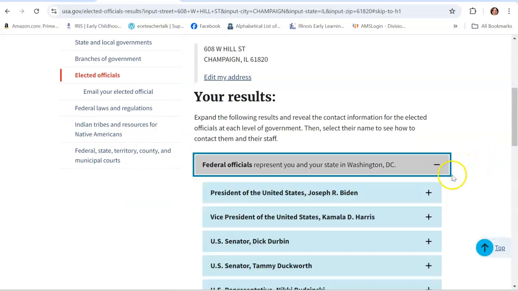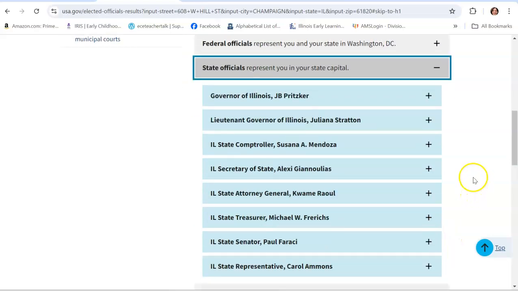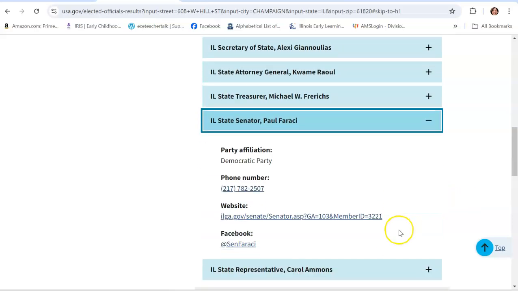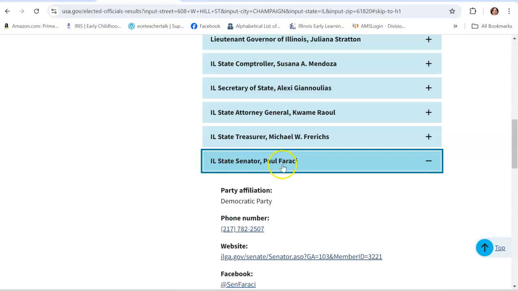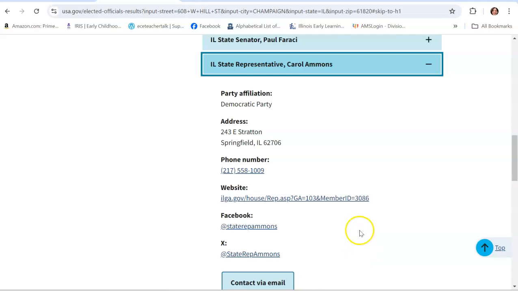For federal officials, it tells me who the president is, vice president, who my senators are, and who my U.S. representative is. Okay? This also will tell you your state folks. So the governor, lieutenant governor, the people that you would want to write at the state level are this Illinois state senator or Illinois state representative. So for me, because of where I live, my state senator is Paul Faraci, and my representative is Carol Ammons.